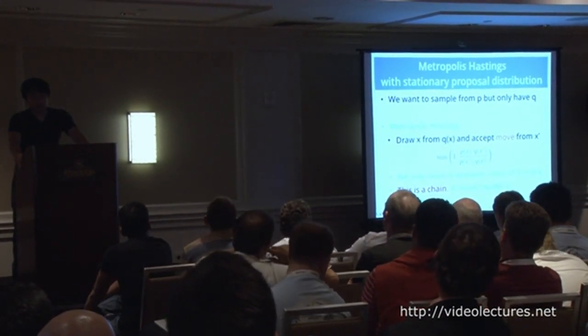Assume we have an old sample X prime, and we draw a sample X from Q, the proposal distribution. Then we compute the acceptance probability of X prime to X with the equation in the middle. This can be done very quickly because we only need to evaluate two ratios. It's constant time.